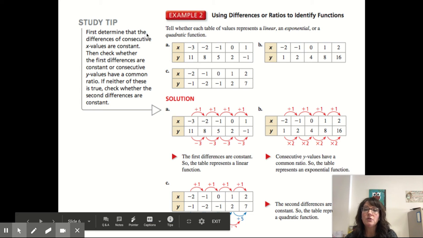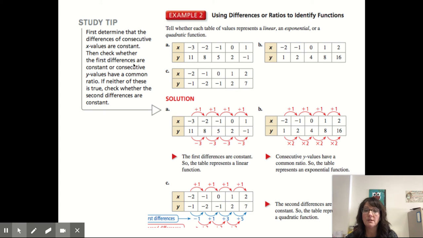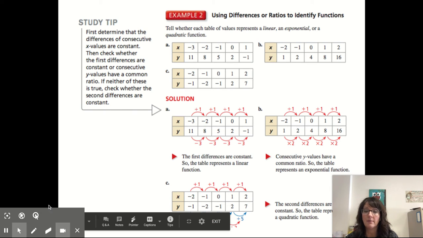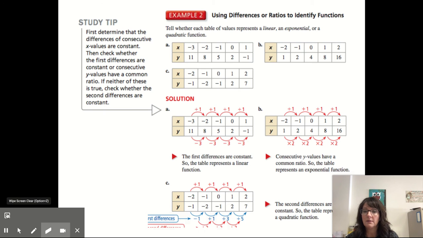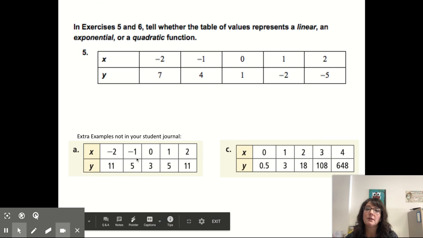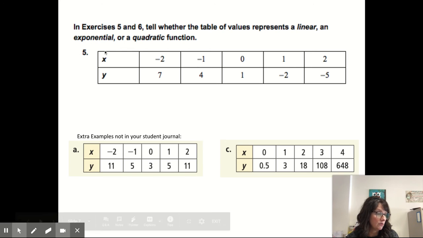So first determine that the differences of consecutive x values are constant. Then check whether the first differences are constant or consecutive y values have a common ratio. If neither of these is true, then check the second difference. So the first one, number 5, is from your journal.